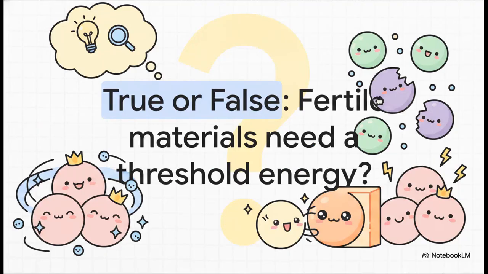In this explainer, we are going to focus on solving a very specific central mystery. We need to critically examine the statement, "a fertile material has a threshold energy for fission," and figure out if it's true or false. Now, I know that sounds like a bit of a mouthful, but stick with me. By the end of this, you're going to understand exactly what that means, and honestly, why the answer to this question essentially holds the key to humanity's energy future.